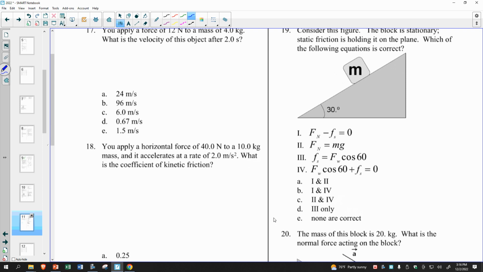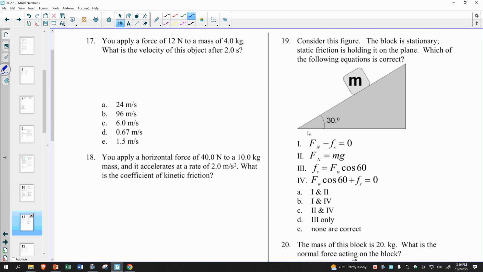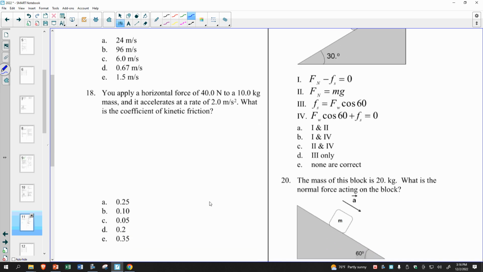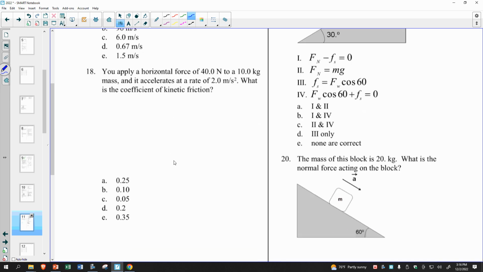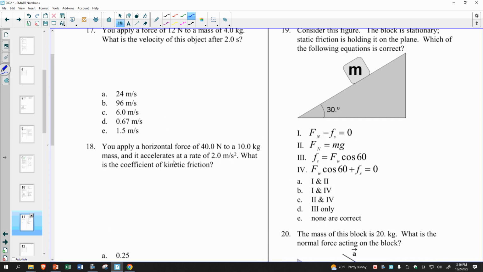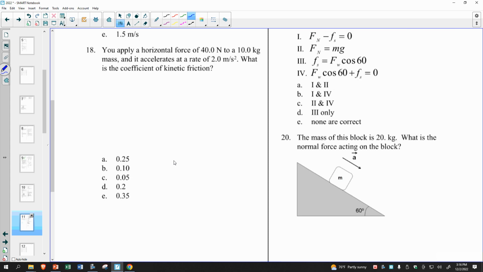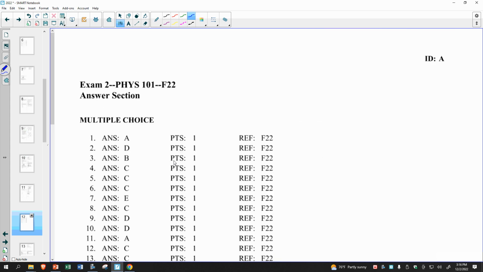Okay, now stop me if you want. Number 19 is on there, of course. I like that question. You will see friction. Friction comes up a bunch on the exams, so just be aware that it'll be there. All right, that was exam 2.